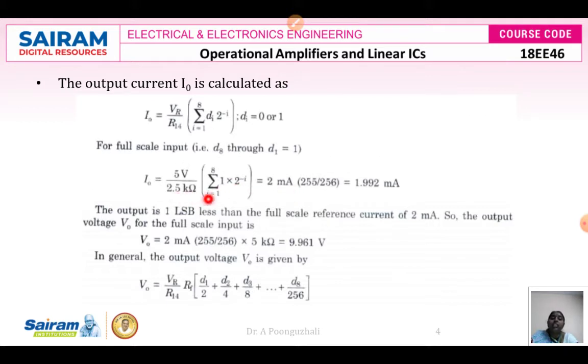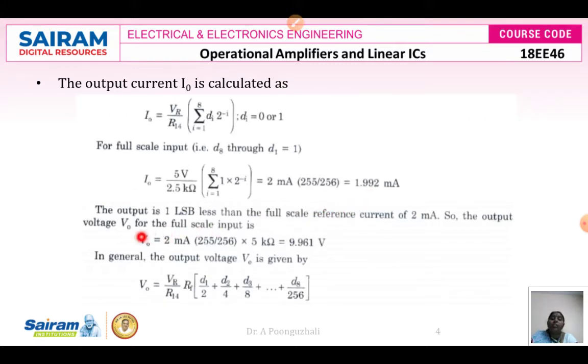In this case, when all the bits are 1, the output is around 1.992 milliamps. This is nothing but 2 milliamps times 255 by 256, which is 1.992 milliamps. So the output is 1 LSB less than the full scale reference current. The full scale reference current is 2 milliamps, but the output is only 1.992 milliamps, which is 1 LSB less.